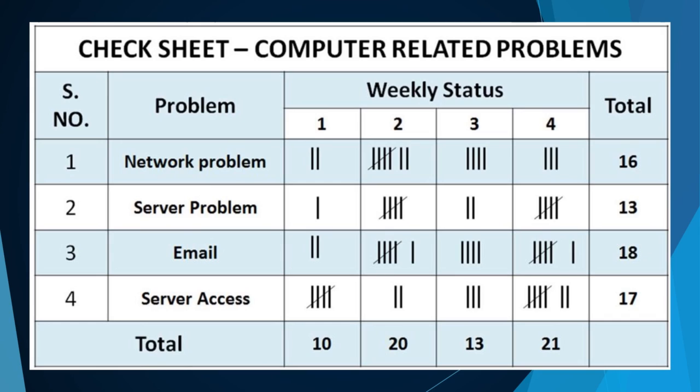This indicates the problems and weekly status, for example, first week, second week, third week and fourth week. The problems are being noted, like network problems: in the first week twice, in the second week around 7 times, third week around 4 times, fourth week around 3 times, a total of 16 times in the 4 weeks status, and server problems, email problems, server access problems, etc.